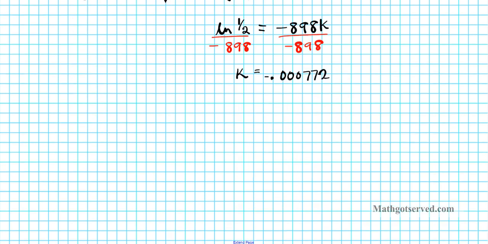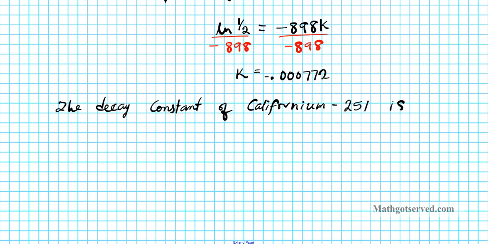So let's write down what this means. The decay constant of Californium 251 is negative 0.000772. Okay. All right. So for the B part, we have to generate a model if you had an initial amount of 150 grams.